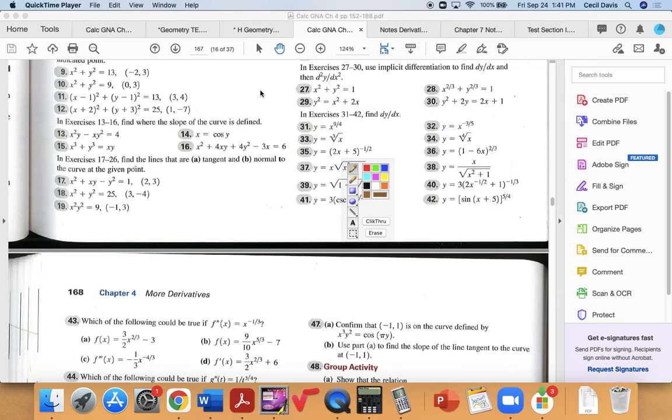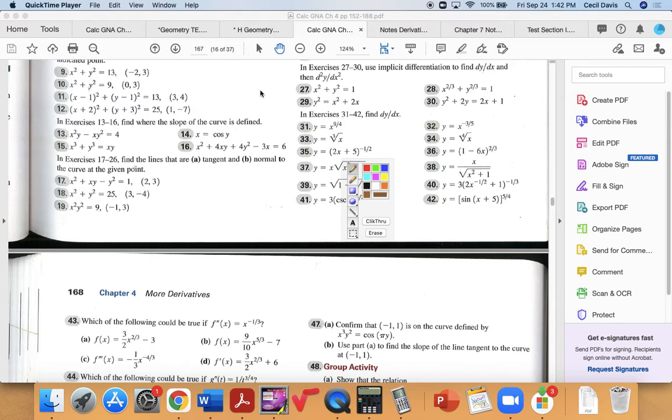Number 16, dy dx is 3 minus 2x minus 4y over 4x plus 8y. And it's defined everywhere except for where y equals negative 1/2 x. Number 20 for part A, the equation of the tangent line is y equals negative x minus 1, and I'm assuming part B was a normal line? Yes. Is y equals x plus 3.